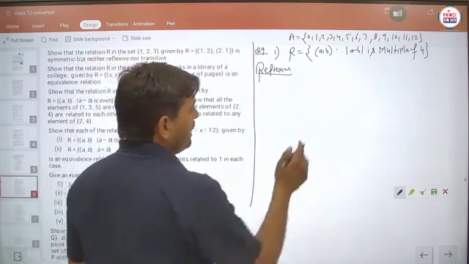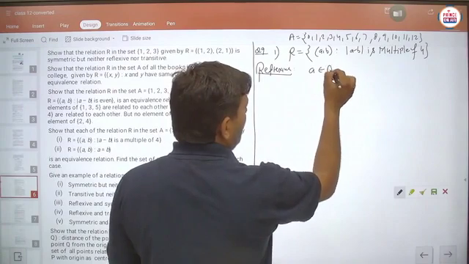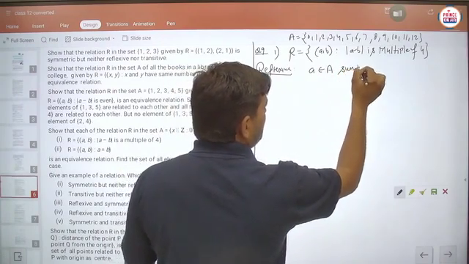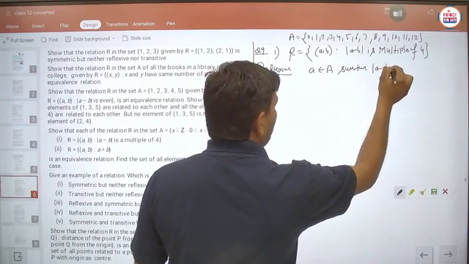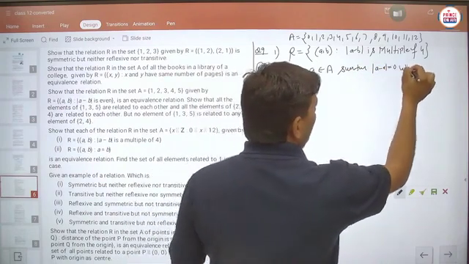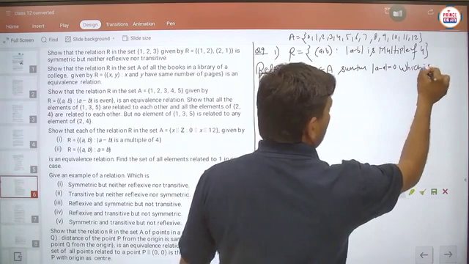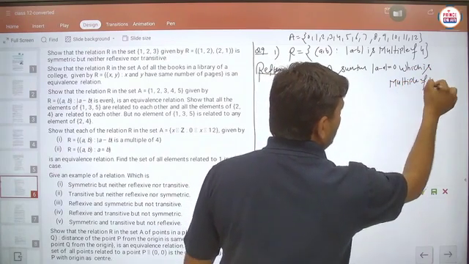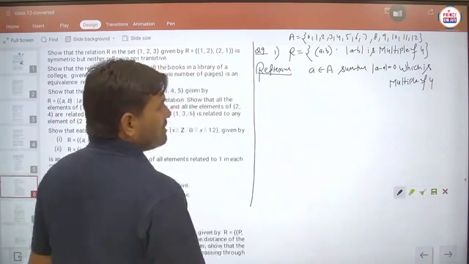So you can say that A belongs to the set A implies mod of A minus A will be 0, which is a multiple of 4. Is it to be clear? So it is reflexive.